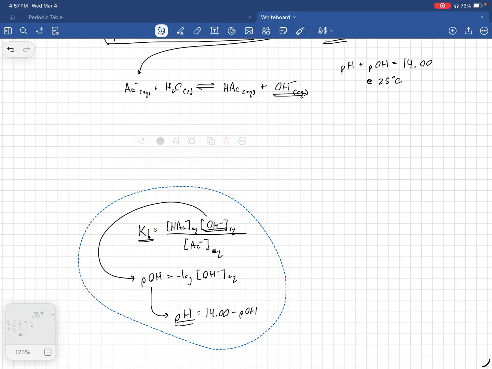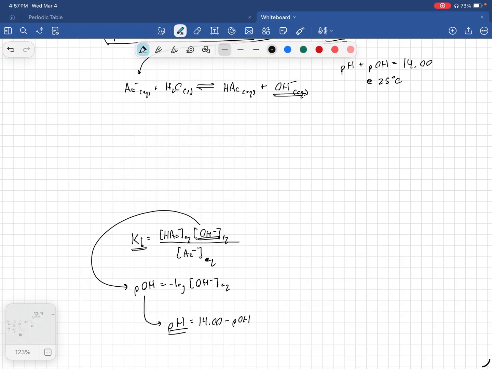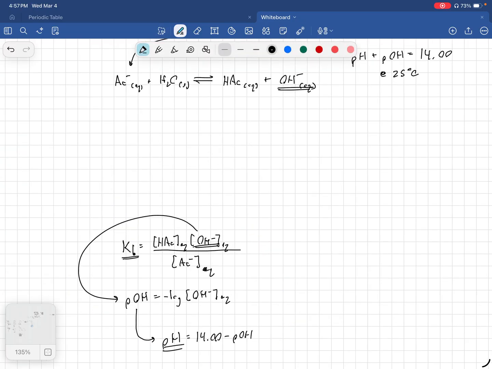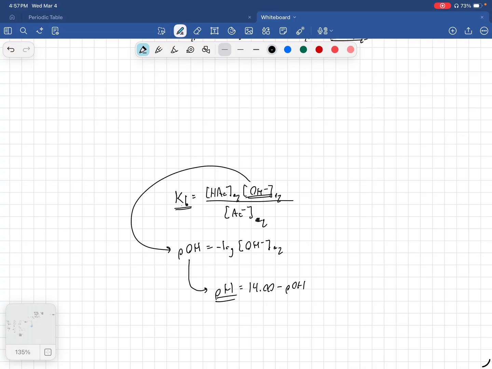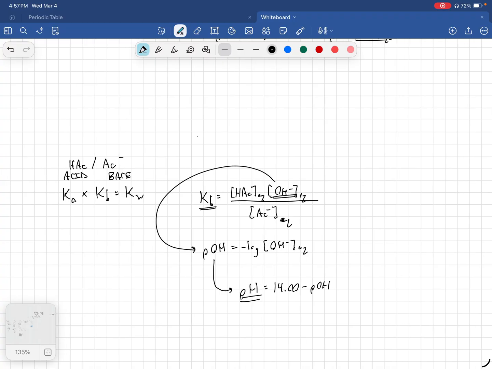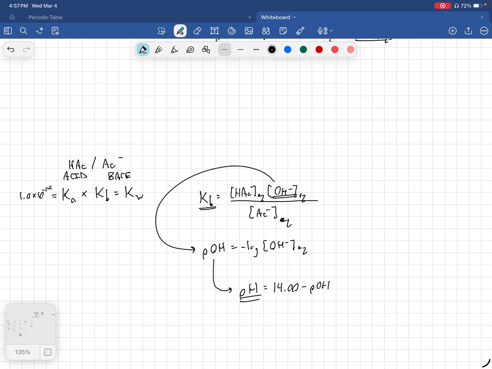Okay, so a couple more steps in this case make it a bit more difficult. Now, how are we going to get Kb? Well, there's another thing we can remember. For a conjugate acid-base pair, here's HAc, the acid form, and Ac minus is the base form. There's our acid, there's our base. Ka of the acid times Kb for the conjugate base will equal Kw, which is 1.0 times 10 to the negative 14th.